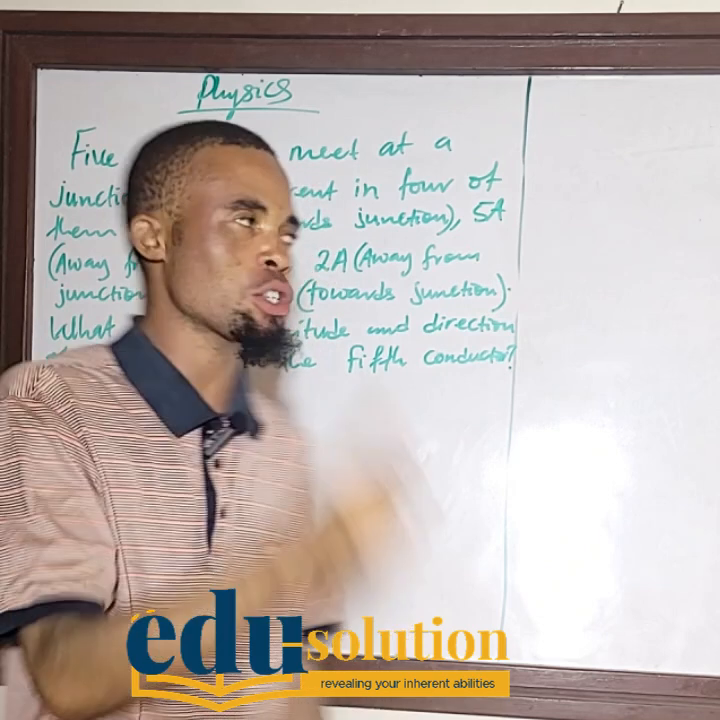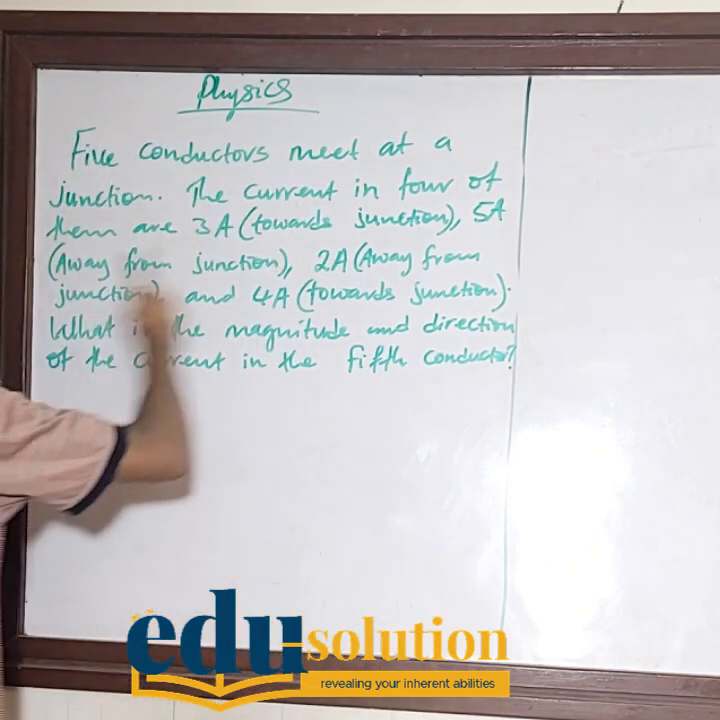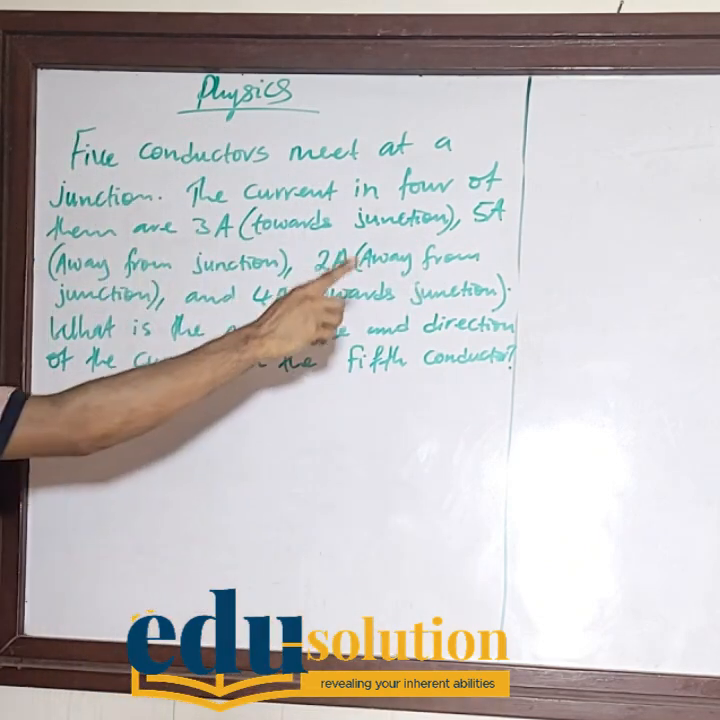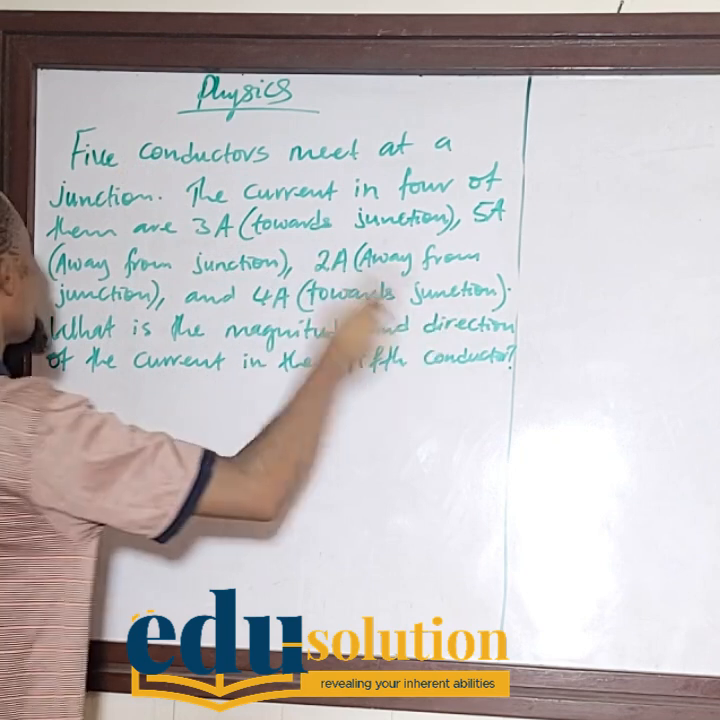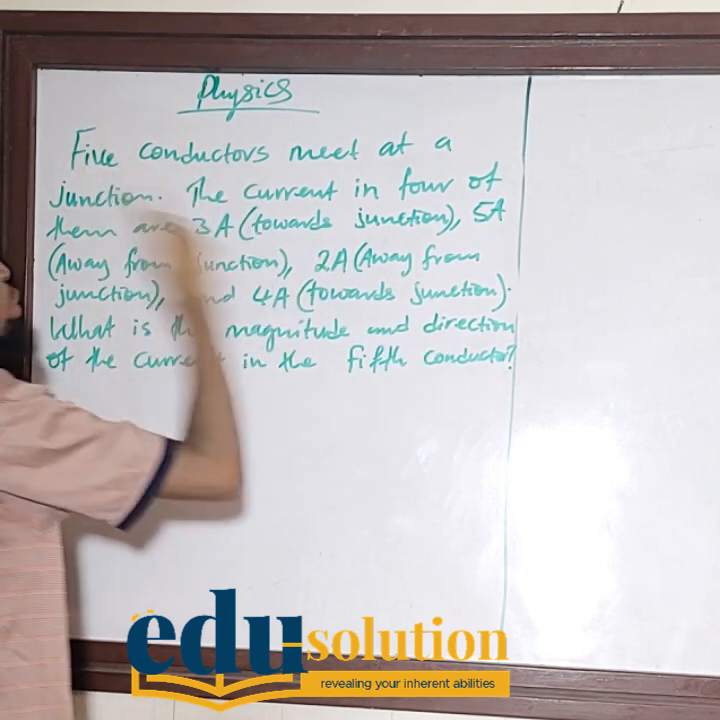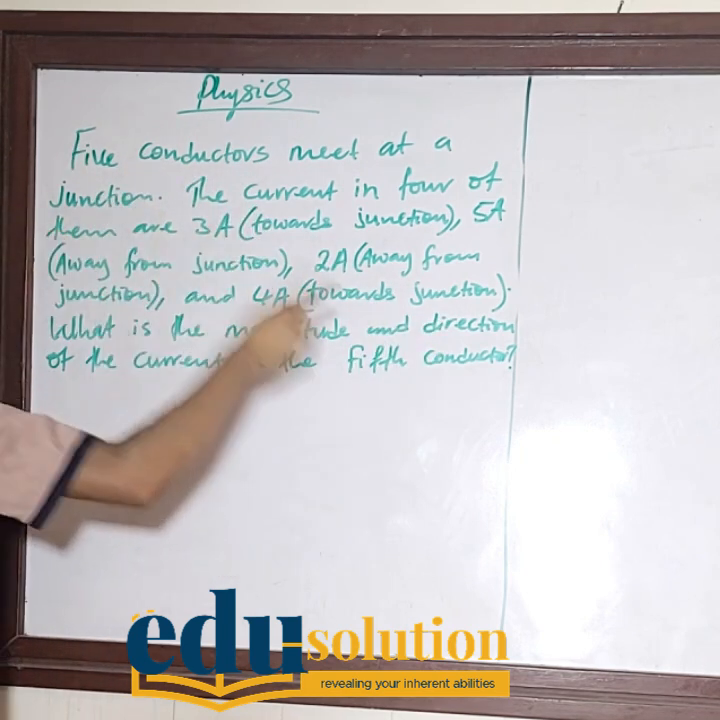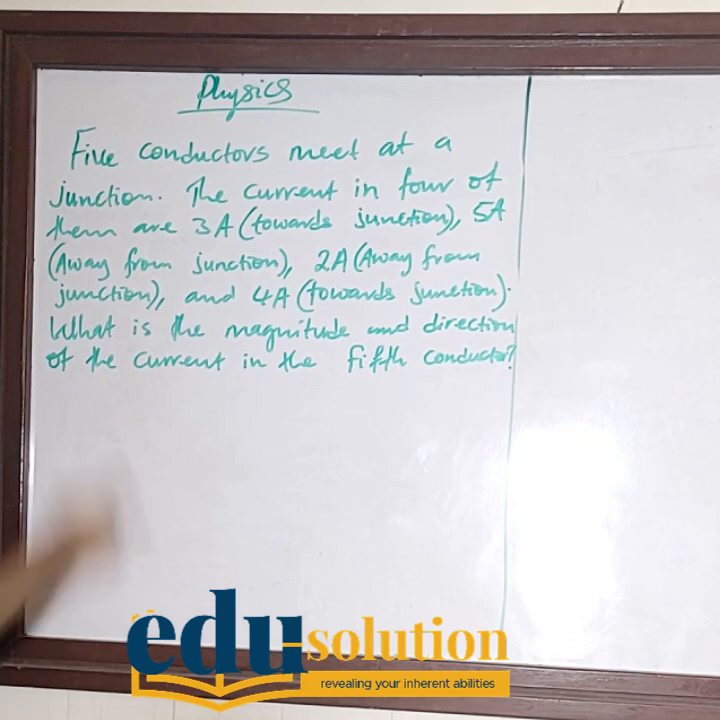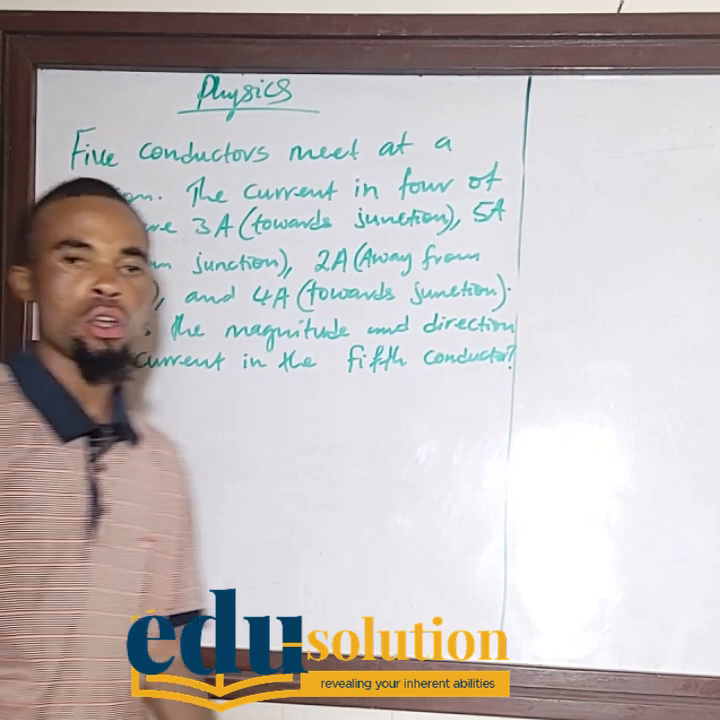So we are having a question in physics today. The question says, 5 conductors meet at a junction. The current in 4 of them are 3 ampere towards the junction, 5 ampere away from the junction, 2 ampere away from the junction, and 4 ampere towards the junction. What is the magnitude and direction of the current in the 5th conductor?